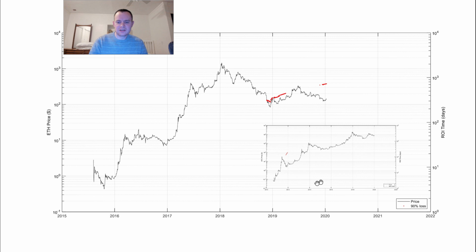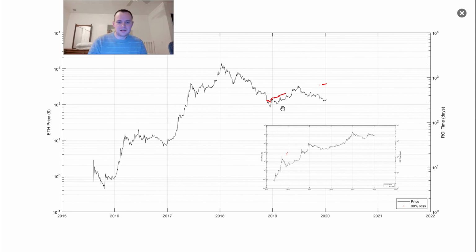Now, obviously, this time scale over here is over the course of a decade rather than just a few years like it is with Ethereum, so keep that in mind. And then also, of course, any coin other than Bitcoin generally tends to experience higher levels of volatility. So it makes sense that we would be seeing these 90% losses. I mean, Bitcoin experienced the same thing.